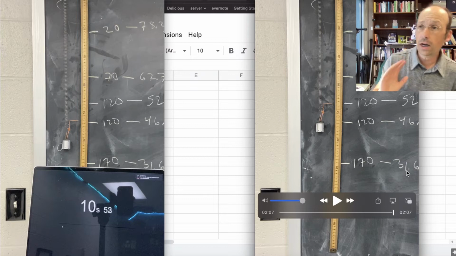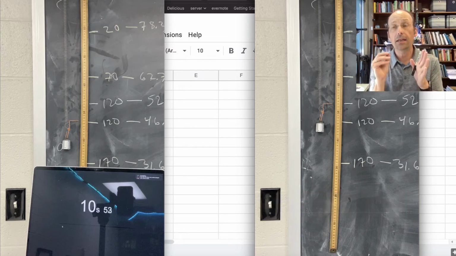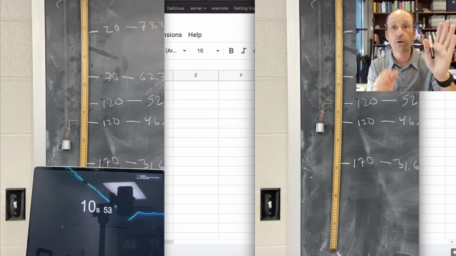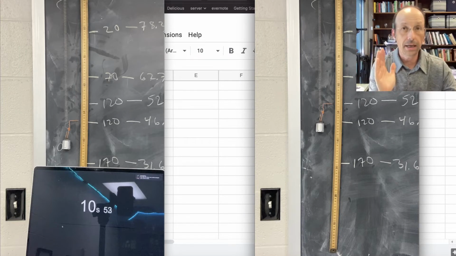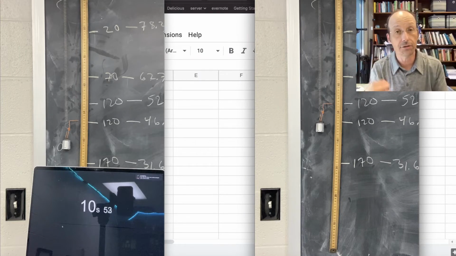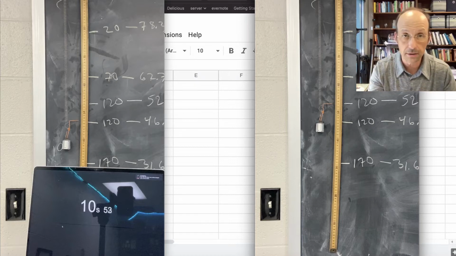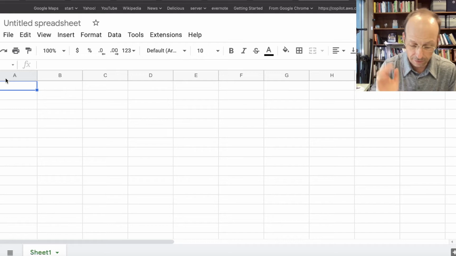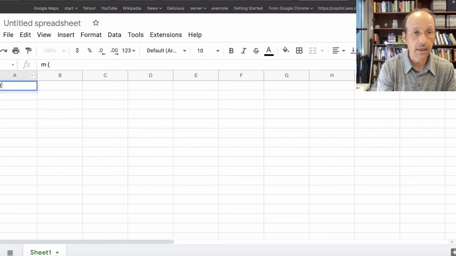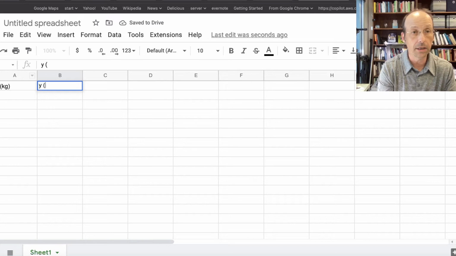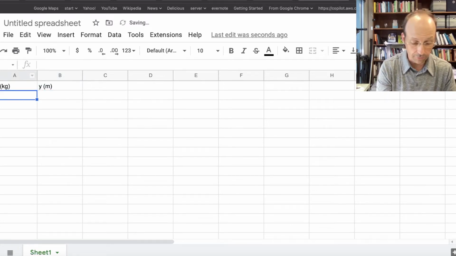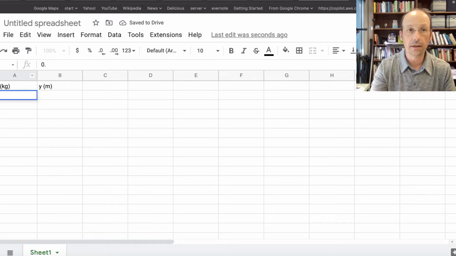Okay, let's go ahead and, if I assume that the stretch is proportional to the force, I want to make a graph of force versus position. And if that's true, it should be a straight line, and the slope of that line will be my spring constant. So let's do that. This is Google Spreadsheets. I have nothing here. I'm going to write M in kilograms and y in meters. So now I'm just going to copy down my data. So I have 20 grams at 0. Oh, you can't even see that.